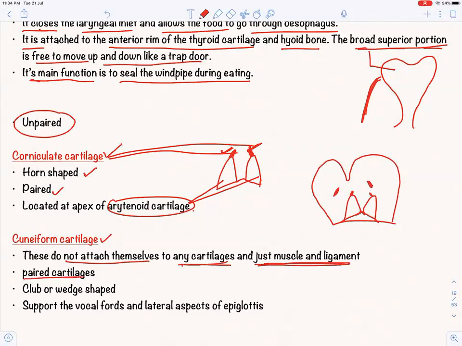These are paired and these are club or wedge shape. They support the vocal cords and lateral aspects of epiglottis. Actually speaking, the real function of cuneiform is still unknown. The scientists feel that its function is to support the vocal cords and the lateral aspects of epiglottis.